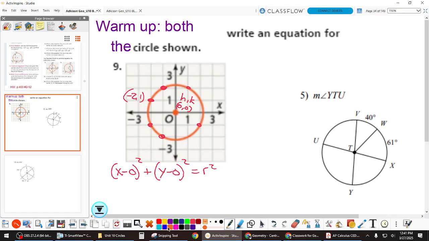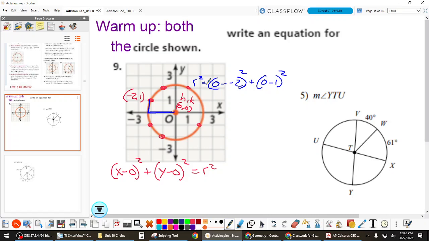Remember that with a graph, you don't necessarily have to draw it, but I think it helps you see, and then just count boxes instead of doing all the subtraction. So 2 and 1, right? I think it's good to keep reviewing that. So 0 minus -2 squared plus 0 minus 1 squared, just to keep reviewing this.